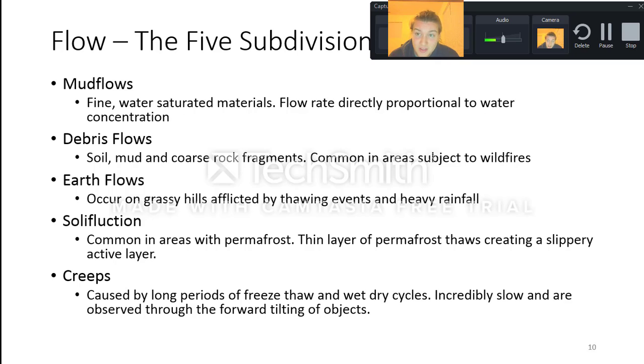Now, the last mechanism to be discussed is the creep flow mechanism. Now, this is the slowest of the mass wasting events and is caused by wet-dry cycles or freeze-thaw cycles. And these cycles occur over very long periods of time. And creeps tend to tilt the surfaces that they are affecting forward rather than backward like slumps do. So oftentimes the only way to tell if creeping is occurring is to look at the orientations of trees and objects in the area to see if any forward tilting has occurred.